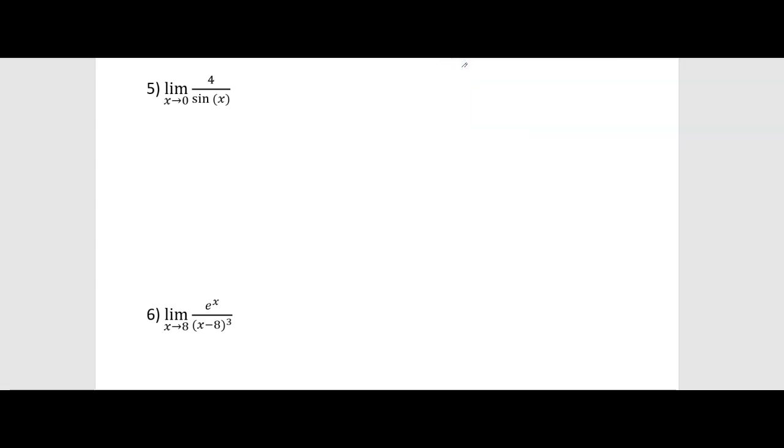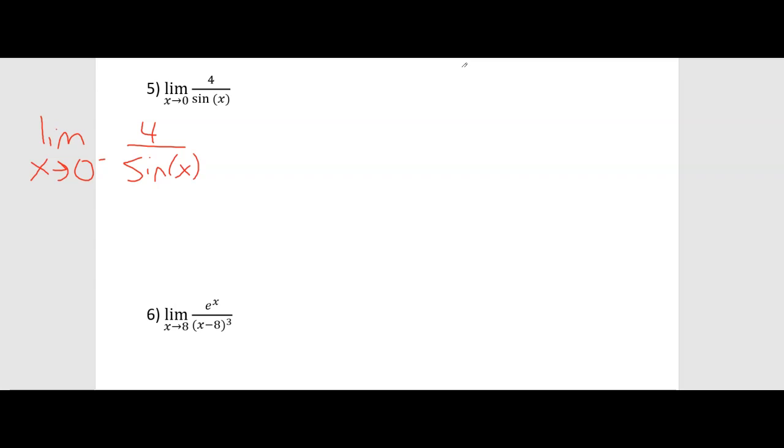So right off the bat, we should see that this function is going to have a vertical asymptote at x equals 0 because sine of 0 is 0, which means we have a non-zero number in our numerator and a 0 in our denominator. So we're going to get a vertical asymptote. Now let's take a look at the one-sided limits. We'll do the limit as x approaches 0 from the left-hand side first.